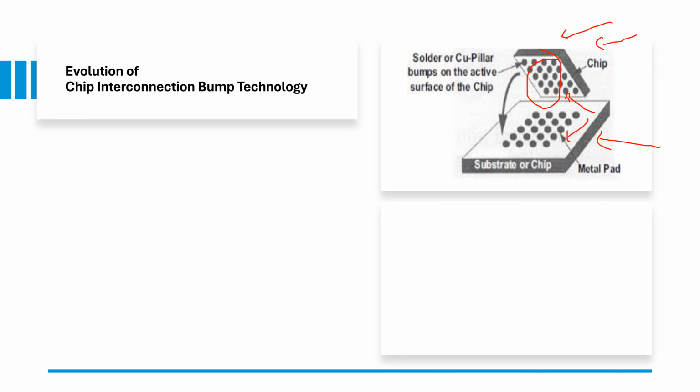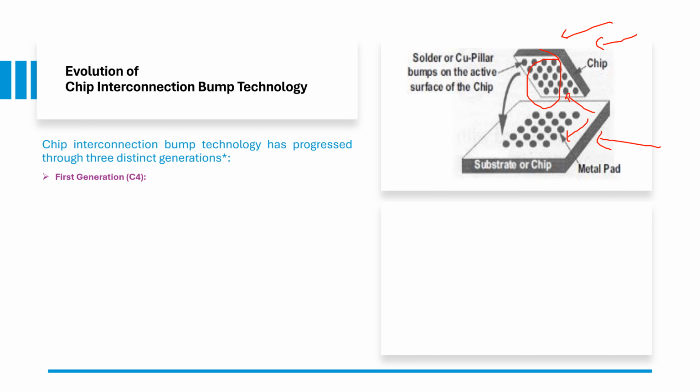Let's see how they are connected to UCIe. Chip interconnection bump technology has progressed through three distinct generations. The first generation is C4, that's solder bumps. They utilize high lead solder bumps with a pitch exceeding 130 micrometer. C4 stands for controlled collapse chip connection. The multi-chip modules, 2D packaging, use C4 technology.